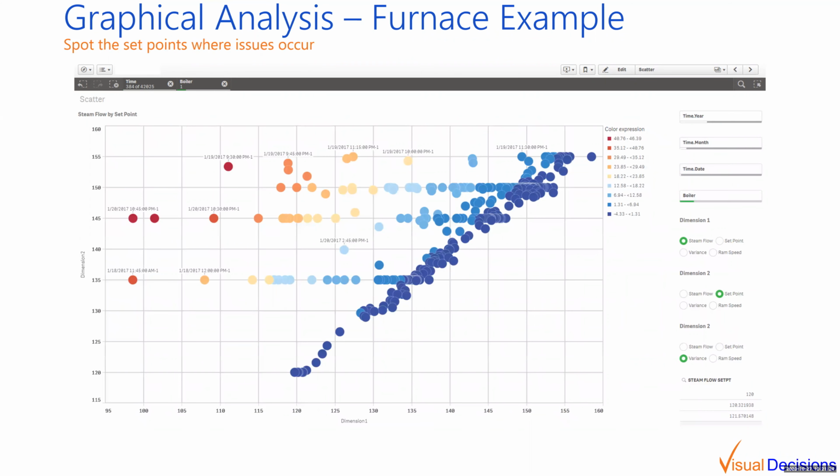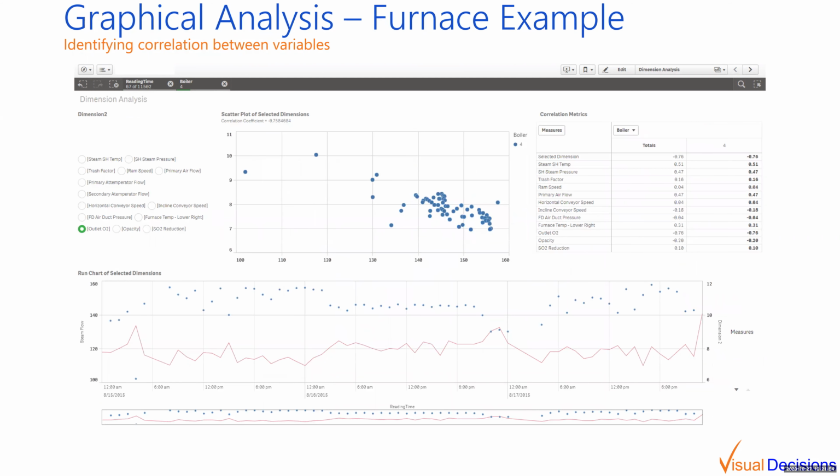On the other hand, when we plotted that data as a scatter plot comparing the set point to the actual steam flow, the engineers were immediately able to pick up on something very interesting. The vast majority of the dents were occurring at particular set points. And while this wasn't enough to be directly actionable, it pointed them in a direction for additional research as to why those particular set points were causing issues.